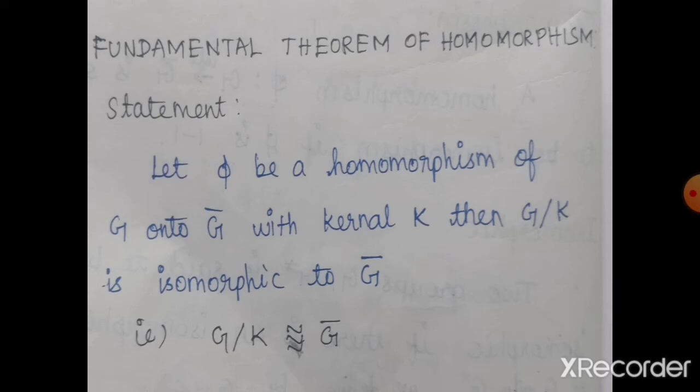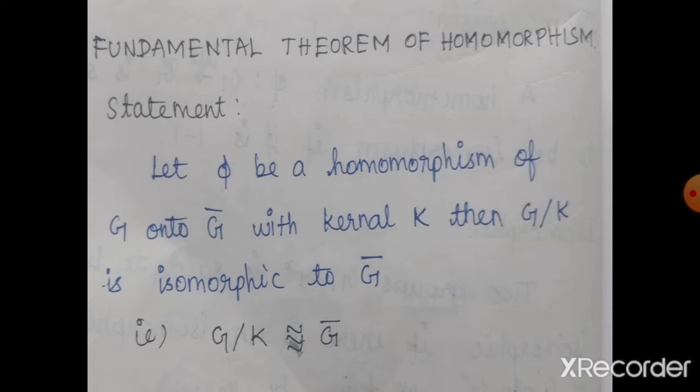Next we come to the theorem, the fundamental theorem of homomorphism. This is a very important 10-mark question. For this we have 4 steps. Step 1 is we have to show that the mapping is well defined. The second step is homomorphism. The third step is onto and the fourth step will be isomorphism.